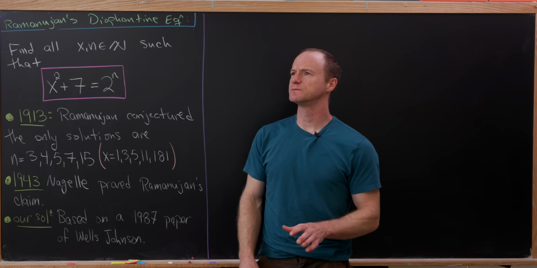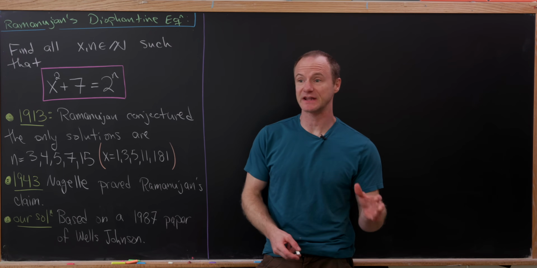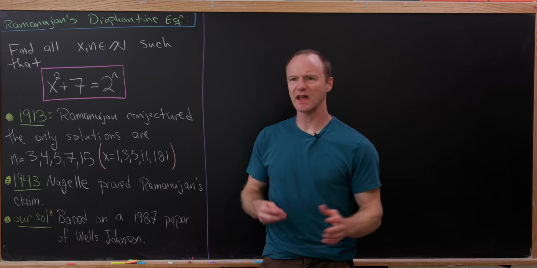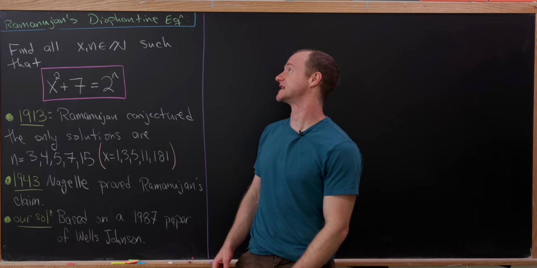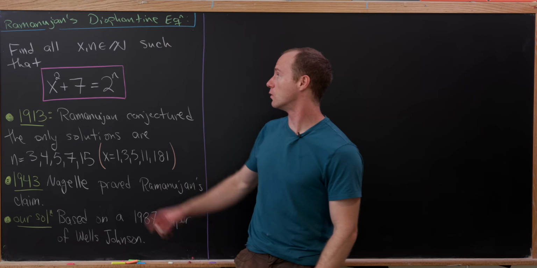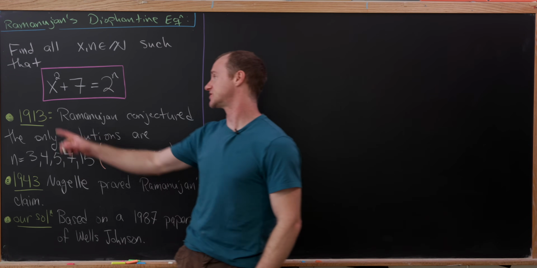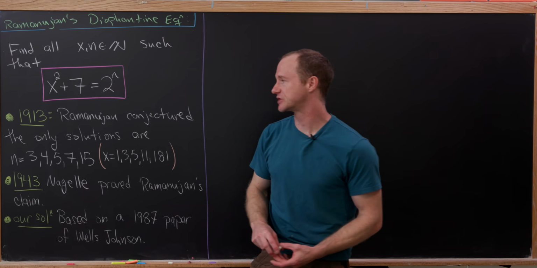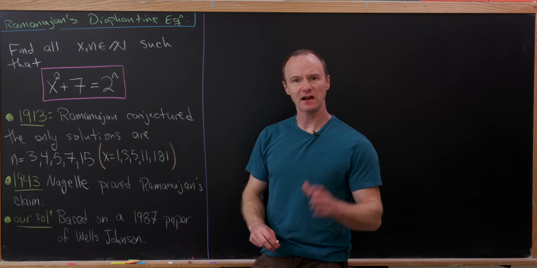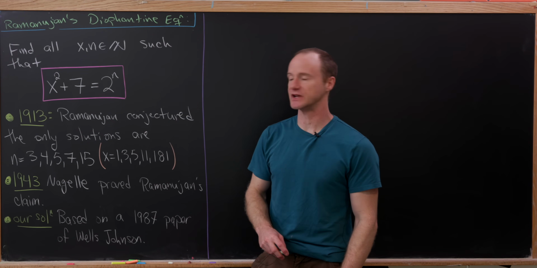Today we're going to look at what is maybe one of the most famous exponential Diophantine equations, and maybe its fame comes from its history. So our final goal will be to find all natural numbers x and n such that x squared plus 7 is equal to 2 to the n. And a little bit about the history of this equation.